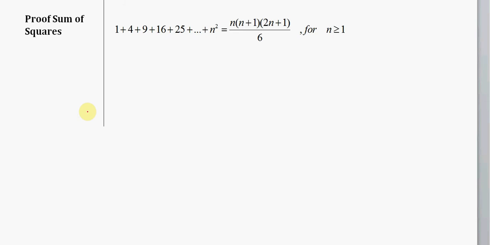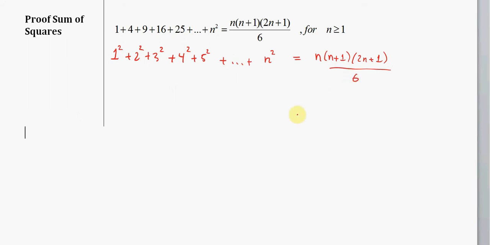We continue our practice of the principle of mathematical induction with a very helpful formula here, the proof for the sum of squares. And let's understand a little bit further what this statement is saying. This is really saying 1 squared plus 2 squared plus 3 squared plus 4 squared plus 5 squared plus, and you can keep on going as far as you want, up to some value of n squared, and that's going to equal n times n plus 1 times 2n plus 1, all of this over 6.